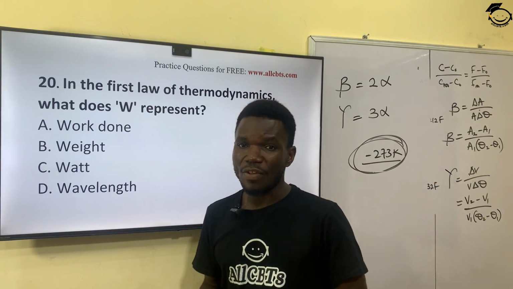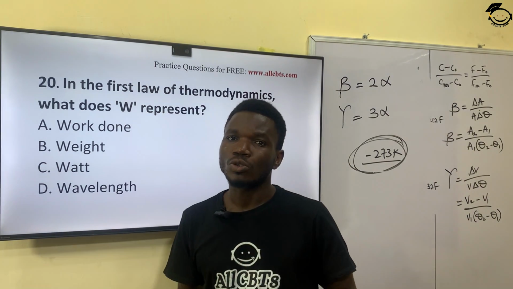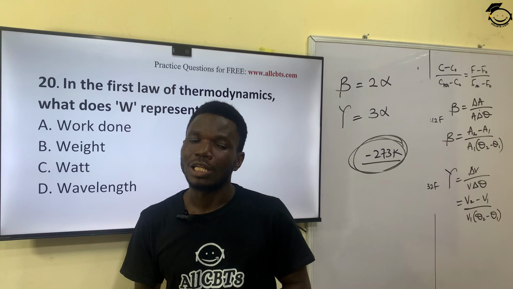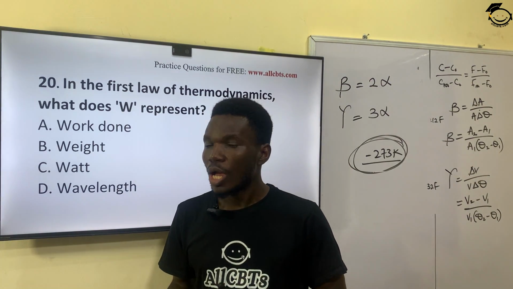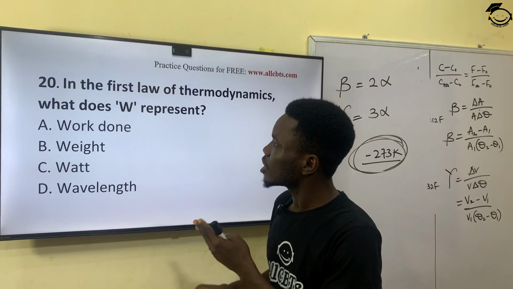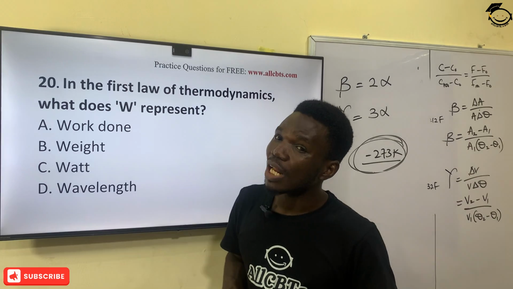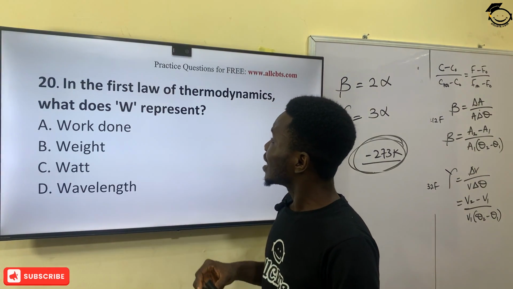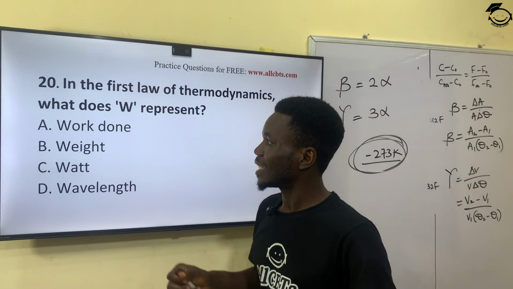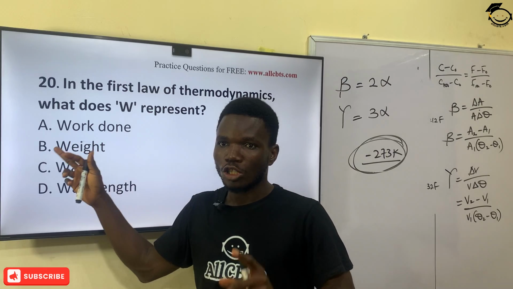So that is also question number 20, which says, in the first law of thermodynamics, what does W represent? In the first law of thermodynamics that we had earlier, where we talked about the change in U plus W, what they are asking us is, what does that W in that formula represent? That W represents the work done. It is not weight, it is not watt, it is not wavelength. It is the work done.